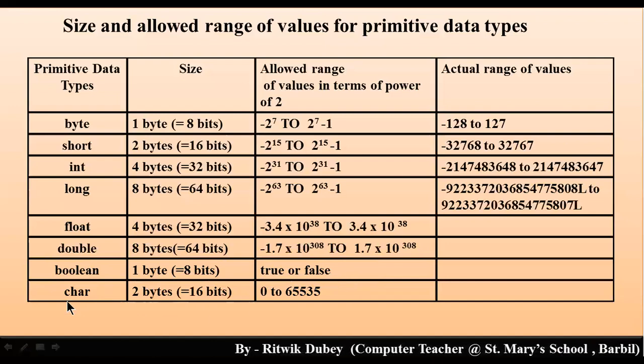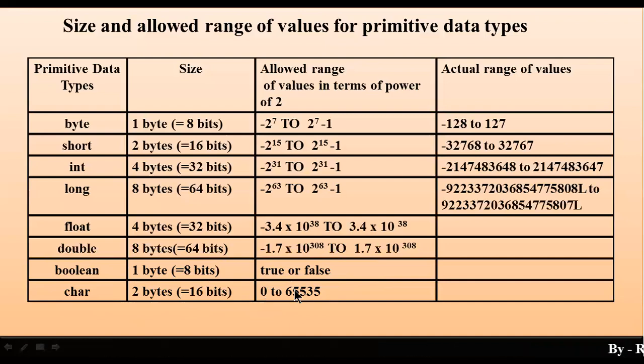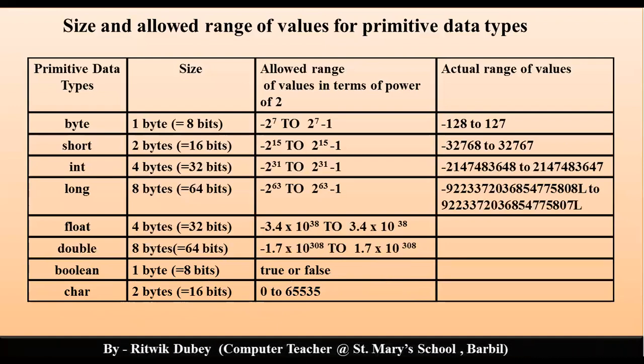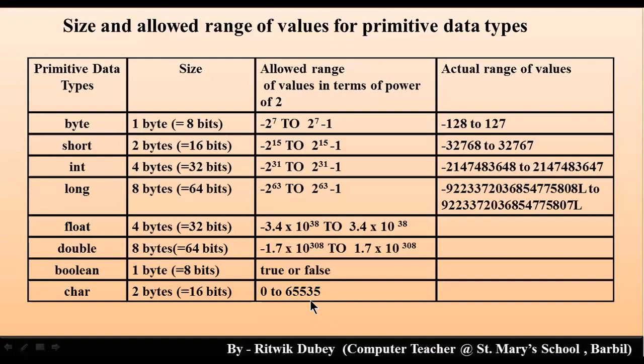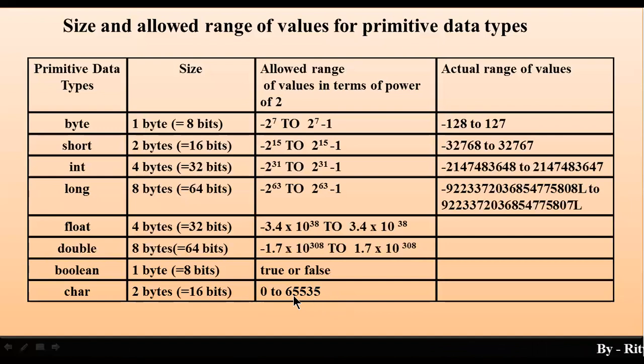Okay. Now for char, it is 2 bytes, that is equal to 16 bits. Now, sir, this is a numeric value 0 to 65,535. See, every character has its Unicode. Okay, so this is the Unicode. This is not integer, this is the Unicode. So 0 to 65,535 means how many characters are there? 65,536 characters are there. Clear, na?